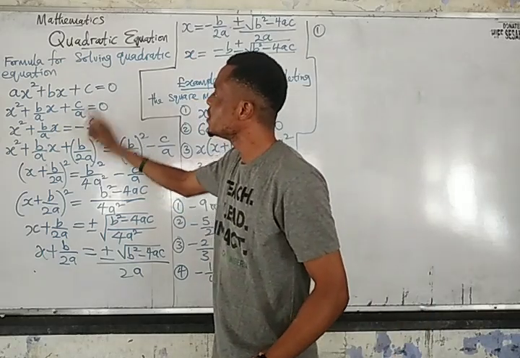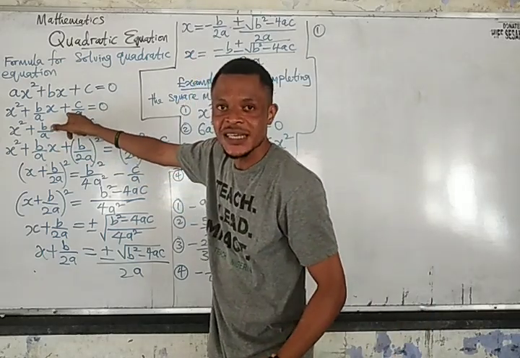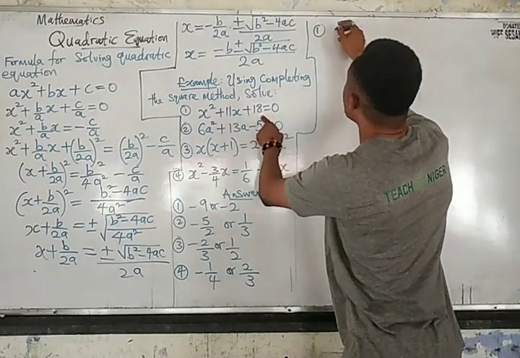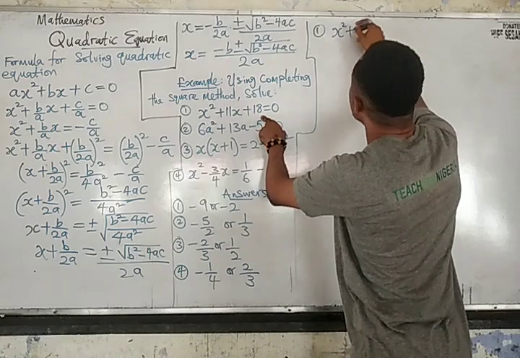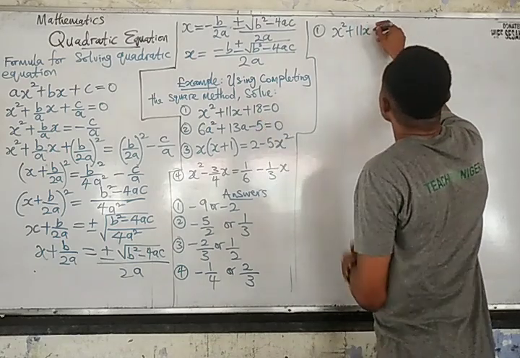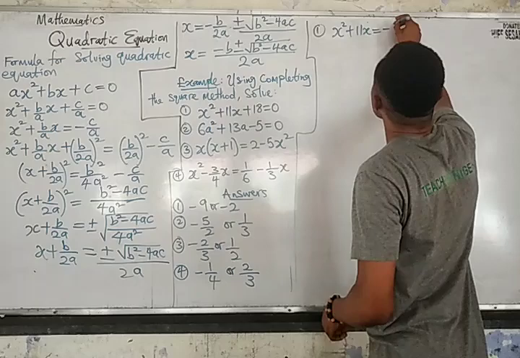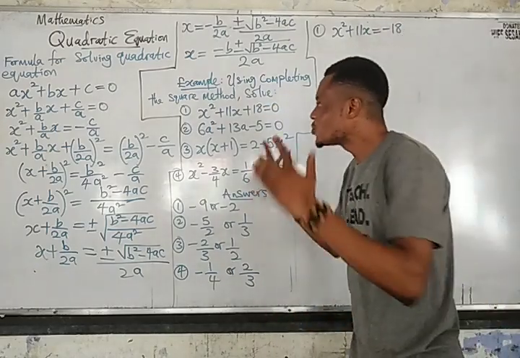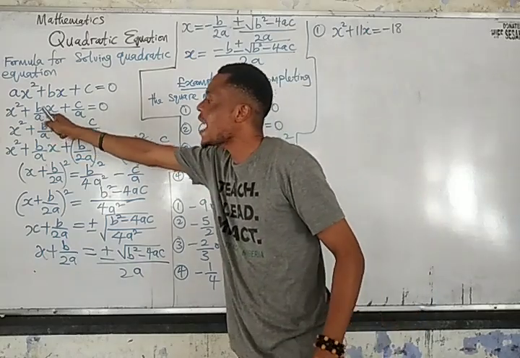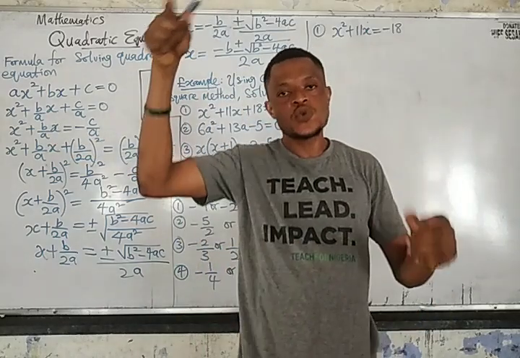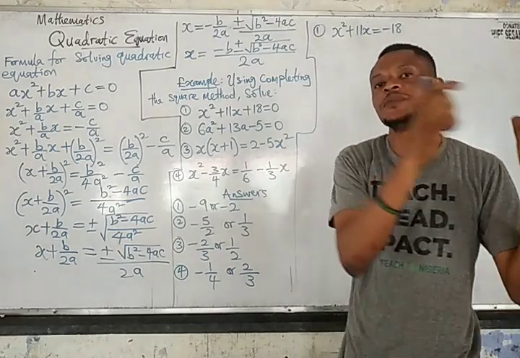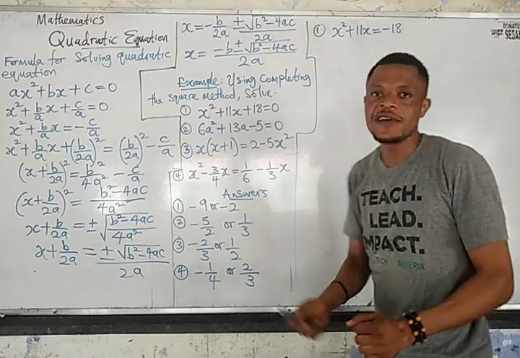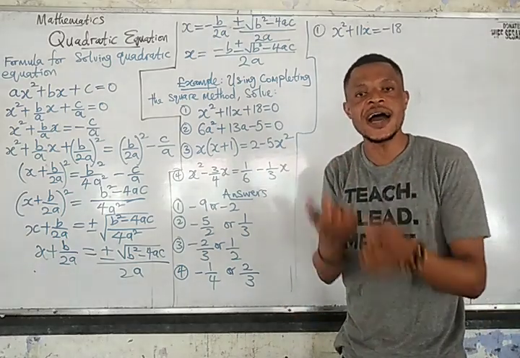Then the next step after doing this is to move our c to the right side. Then what is our c here? 18. So we are starting from that point. X squared plus 11x equal to minus 18. We have moved the c to the right side. Now the next step is to find the half of the b, square it, then add it to the equation on the left and to the right. So the half of 11 is going to be 11 all over 2.